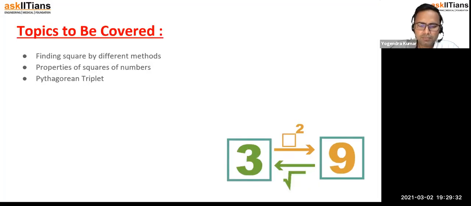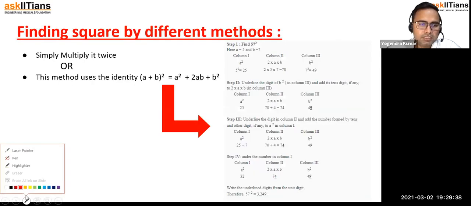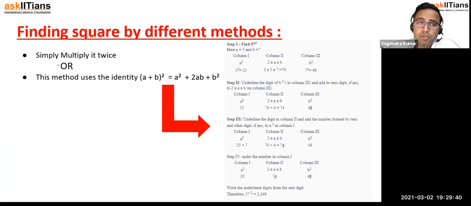So we have already seen how to find the square. We have seen in the first lecture how to find the square of a number. We multiply the number by itself, then we get the square of this number. Suppose I want to find 5 square, so 5 into 5 is 25. So 25 is the square of 5.